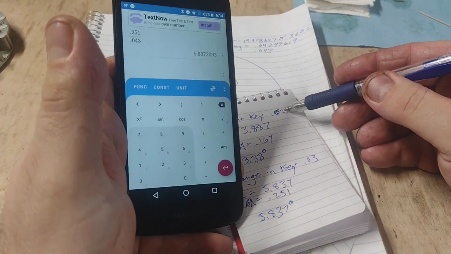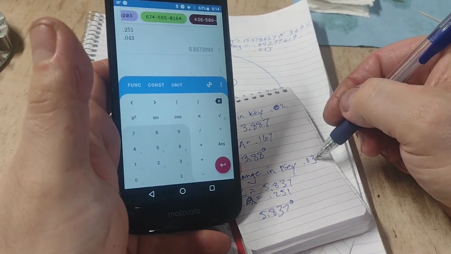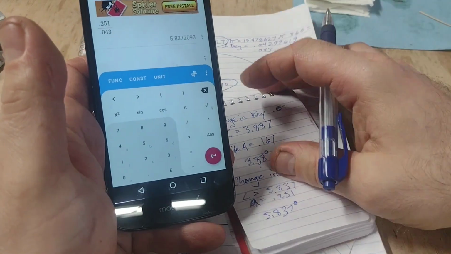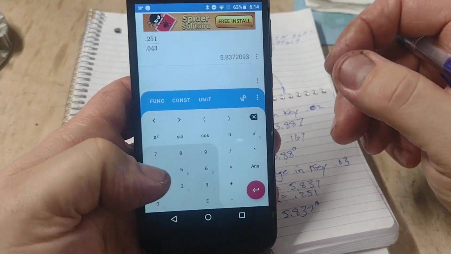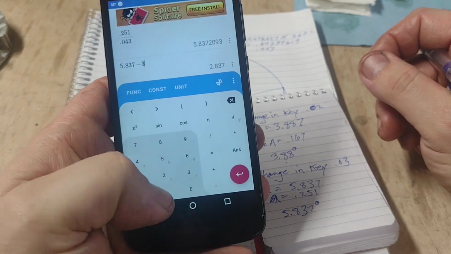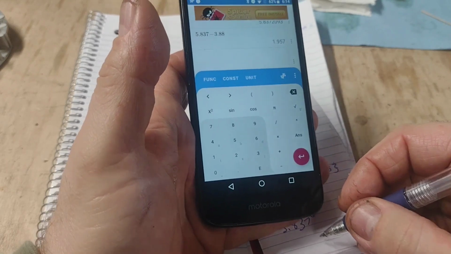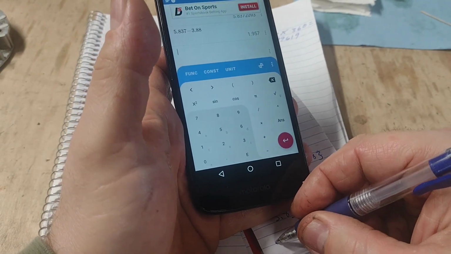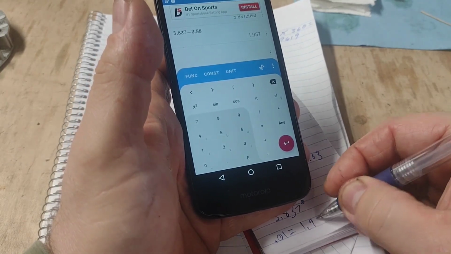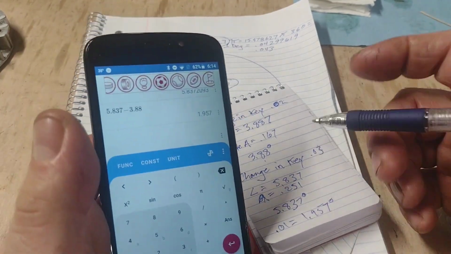We took 20,000 off of that key. The change here is 30,000ths to 20,000ths. Let's check this stuff. 5.837 minus 3.88. That gives us a 10,000ths change in key equals 1.957 degrees. So let's further figure that out.